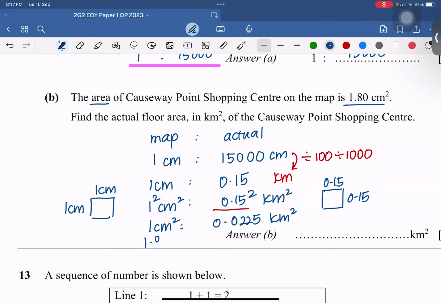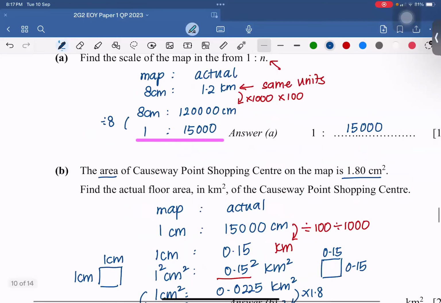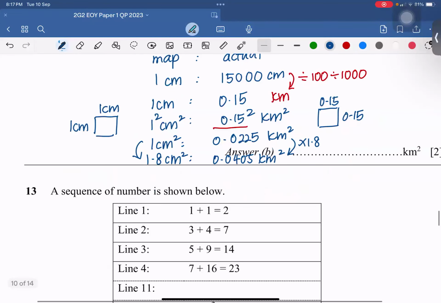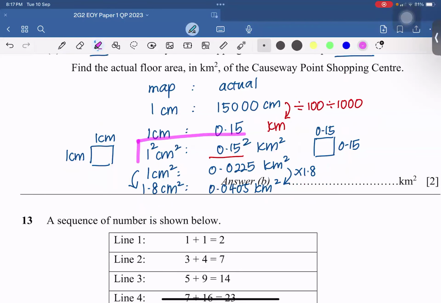The question says on the map it is 1.8, so I have 1.8 cm. Then what do I need to do? Multiply by what number? 1.8. Thank you. So I multiply by 1.8, and that will give me 0.0405 kilometers square. Wow, so small. I don't know why the number is so small, but okay. So this is the main concept: when you want to find area, you must remember to square this step.